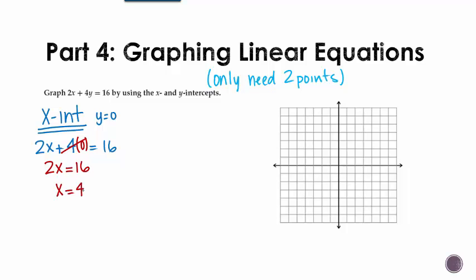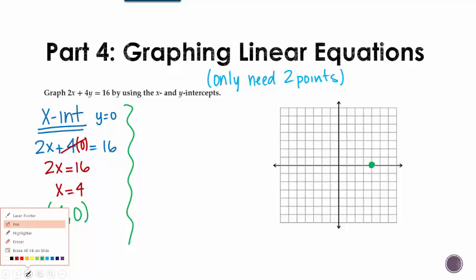Now remember, an intercept is a point. It is not a number, so do not leave x equals 4. Turn that into a point where x equals 4 and y equals 0. So there's 1 point. Now we just need one more in order to connect our dots.